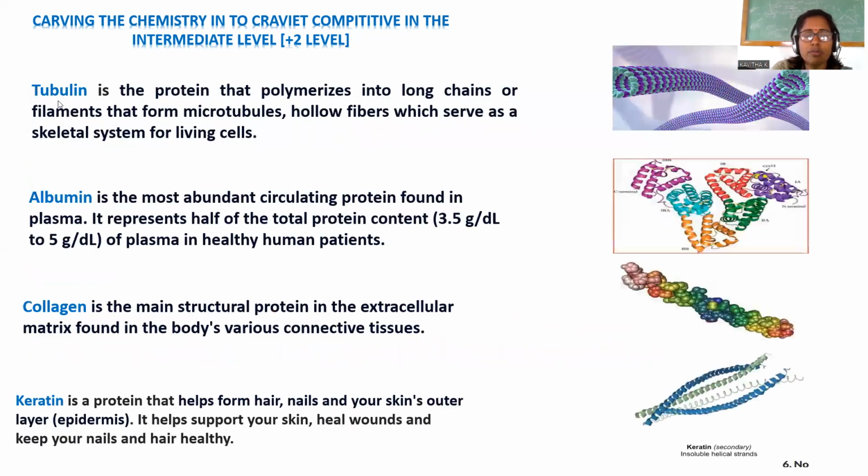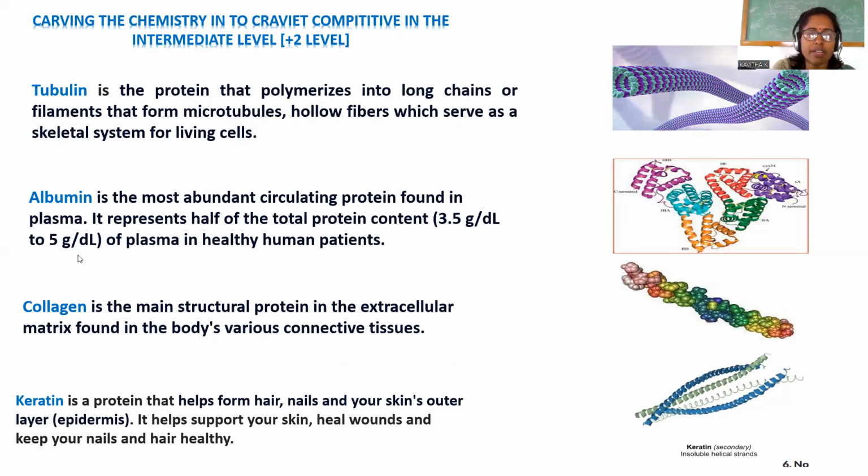Here, if you observe, tubulin is a kind of protein which gets polymerized and is available in the skeletal system of living cells. The skeleton of the human is accompanied by this tubulin protein. Albumin is a globular protein which is present at around 3.5 grams to 5 grams, which is available especially in the plasma serum in a healthy human.